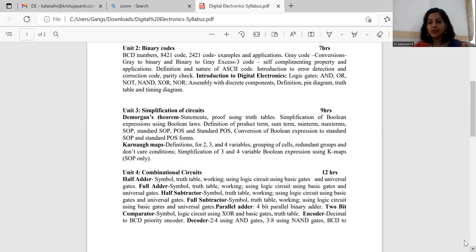All right. Coming back to unit 4, I told you there are 2 types of circuit, isn't it? One is the combinational circuit and the other one is the sequential circuit.